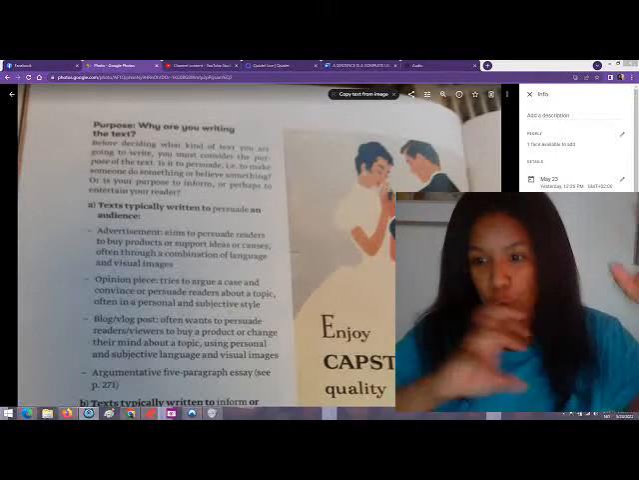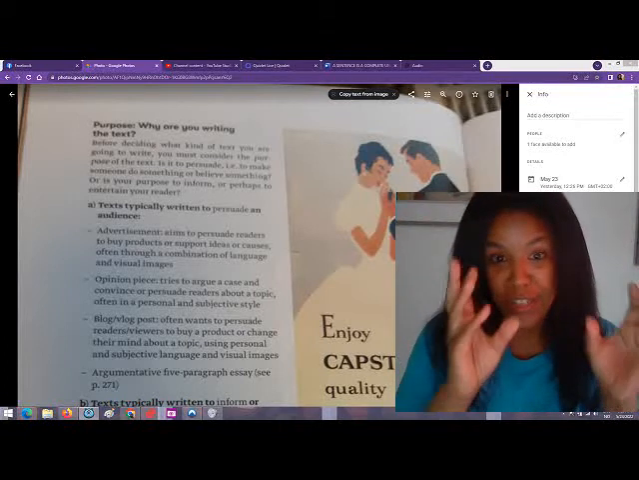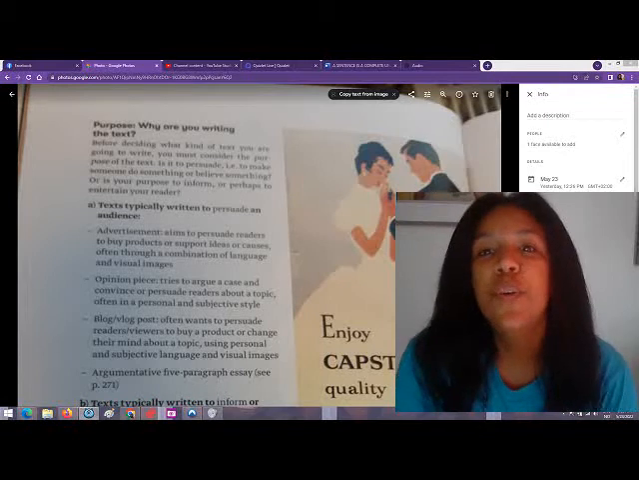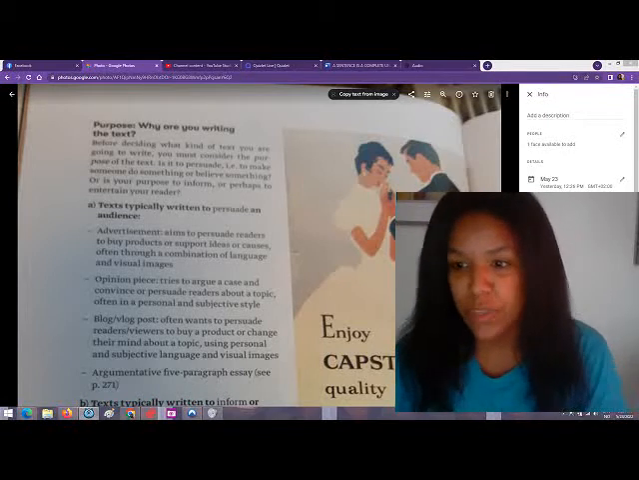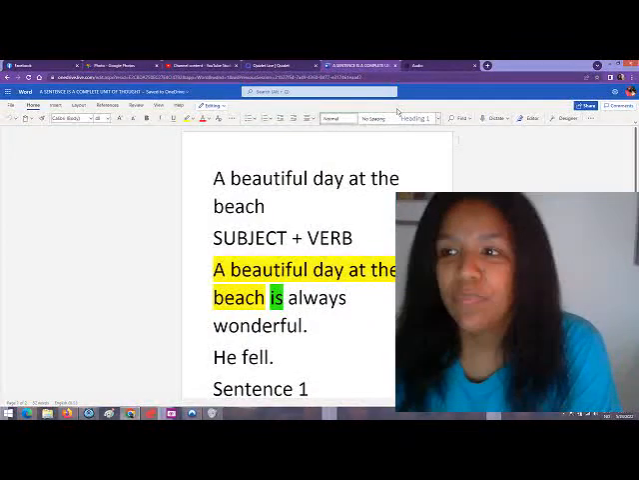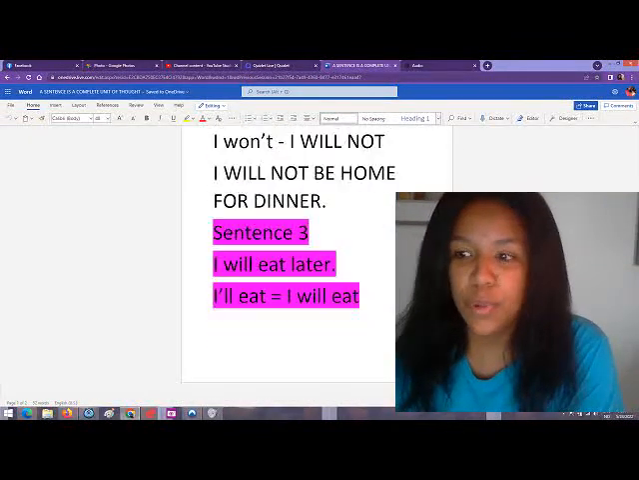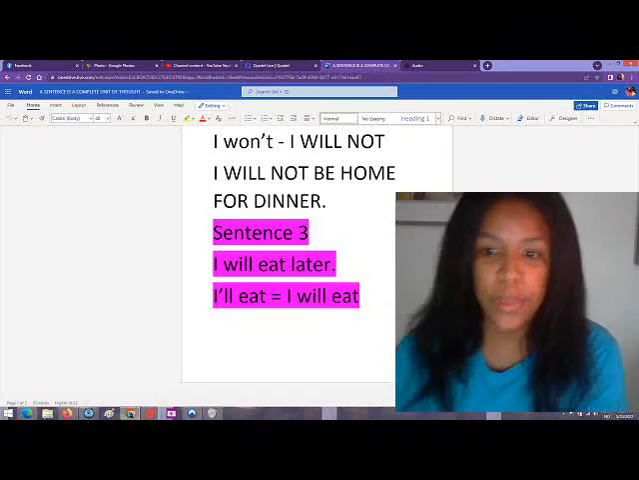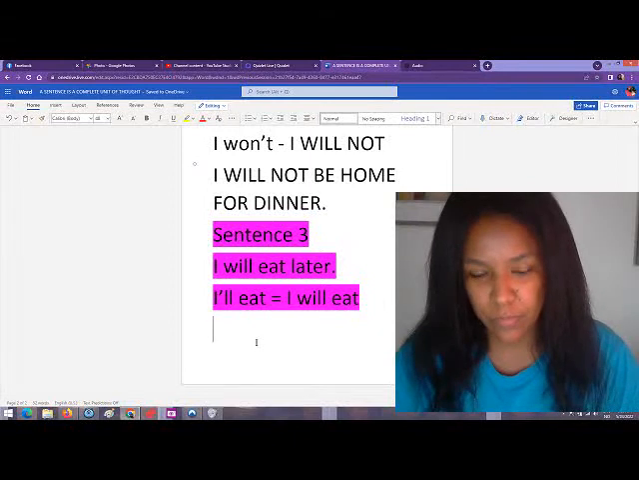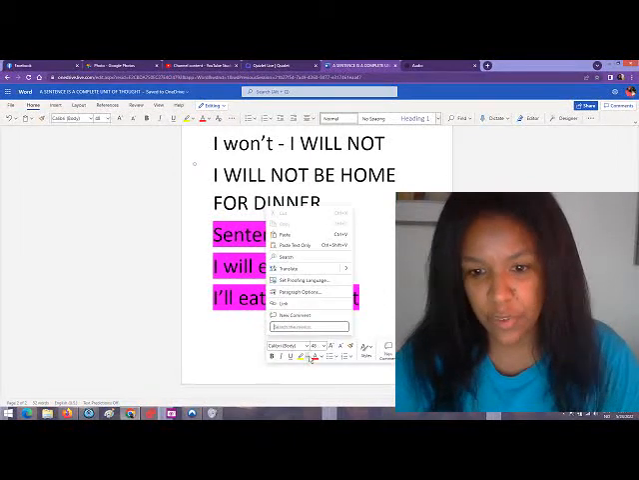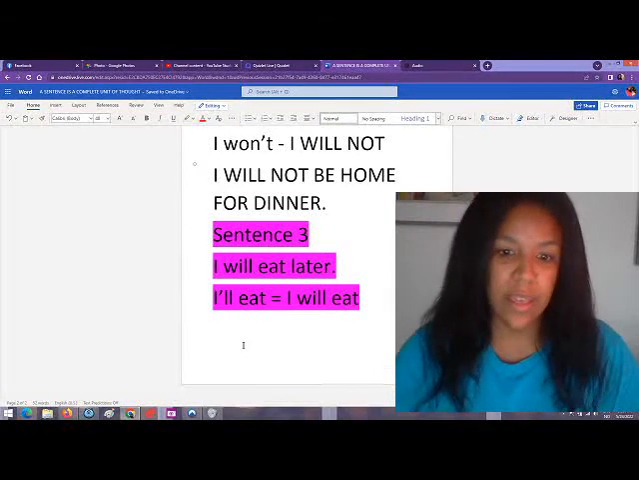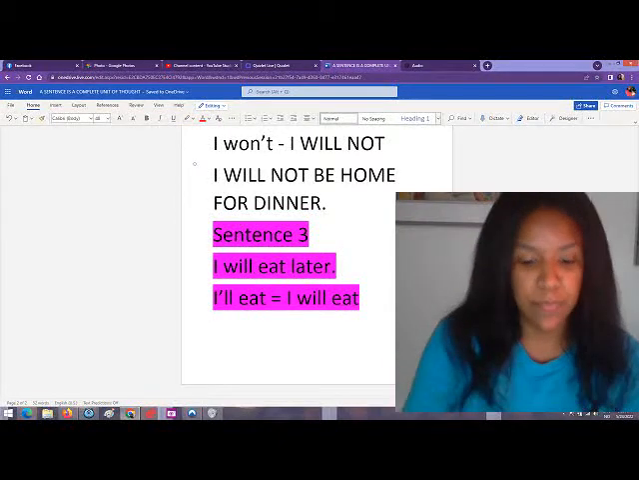Let's take the words that you need to know and focus on. To persuade. What does that word mean? To persuade. I'm going to give everybody a copy of these notes that I'm creating here. It's very important that you have this so that you can use it to study.